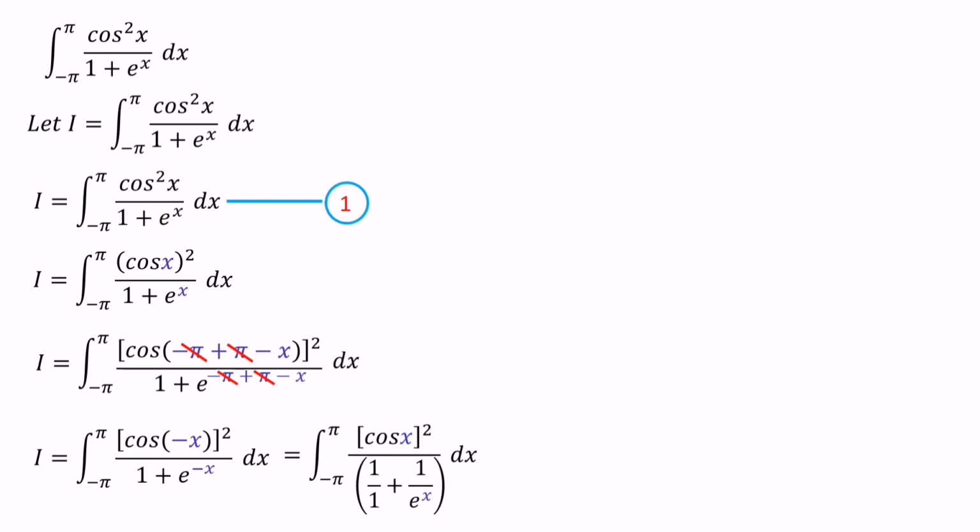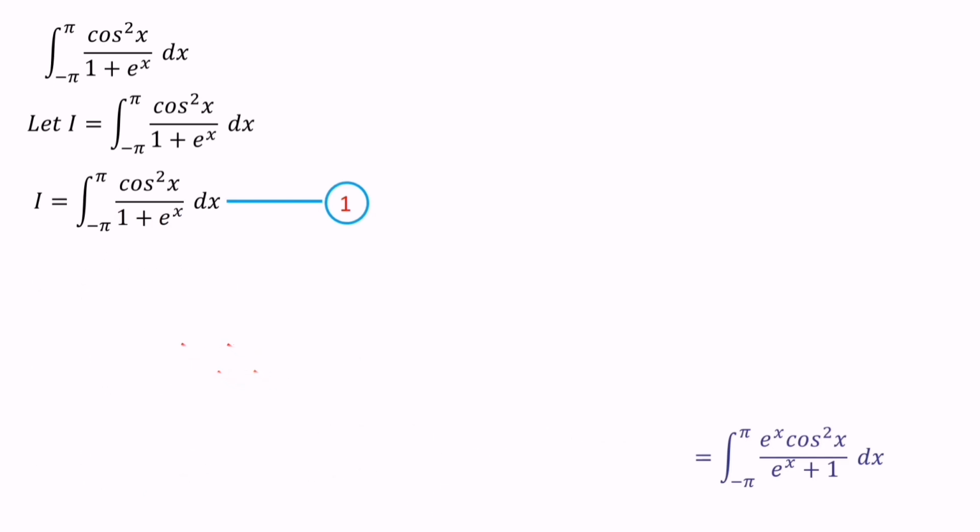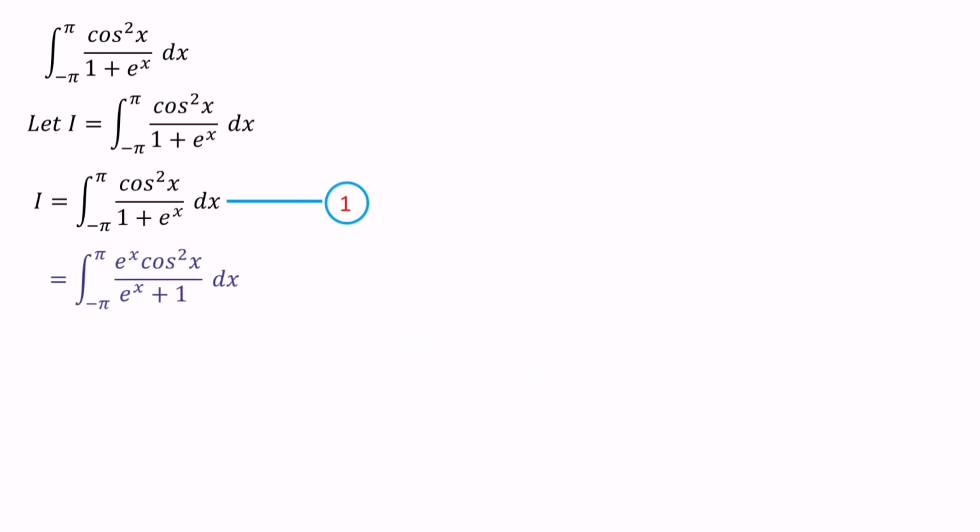After that we can get a common denominator in the denominator. The common denominator is e to the power of x. The denominator of the denominator goes to the numerator. So we have the integral of e to the power of x times cos squared x over e to the power of x plus 1. Let's take this as equation number 2.